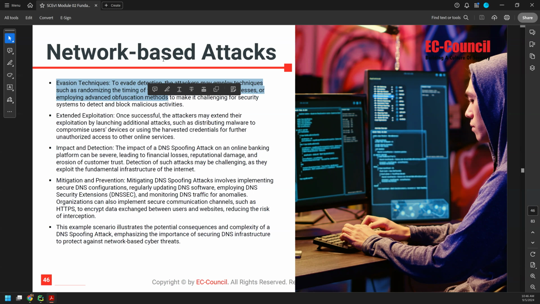If you try to do it all from one, then all of a sudden those IDS solutions are going to kind of pick that up. Extended exploitation. This is where they're going to extend that by launching additional attacks, kind of distributing malware to other systems, and harvesting those credentials even further.